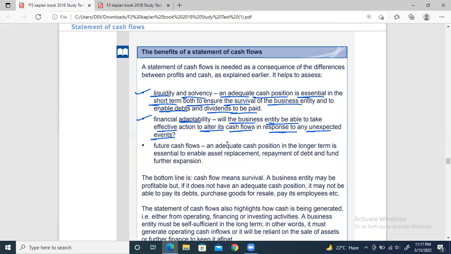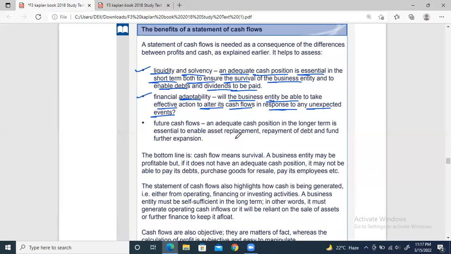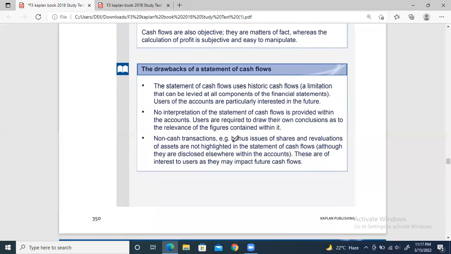Future cash flows are also important, because you might have studied in management accounting that budgets need to be prepared. And the triple C that we studied in the last class, the cash conversion cycle. So cash is important from that aspect as well. Okay, so these are the benefits. Now the drawbacks, there are some drawbacks as well.